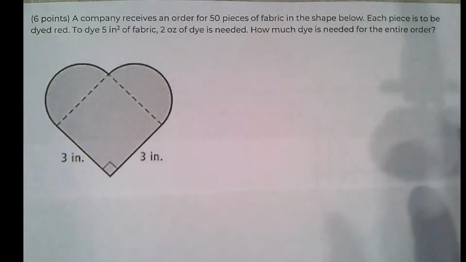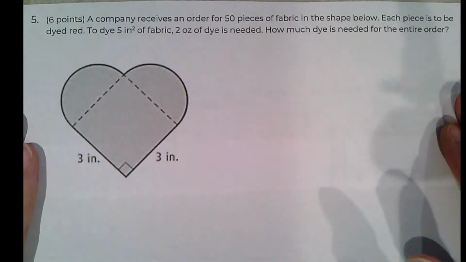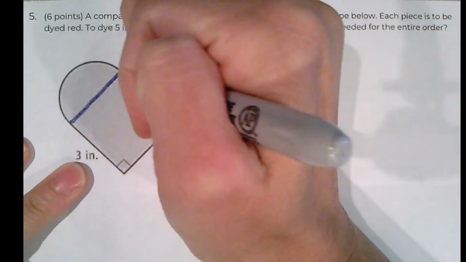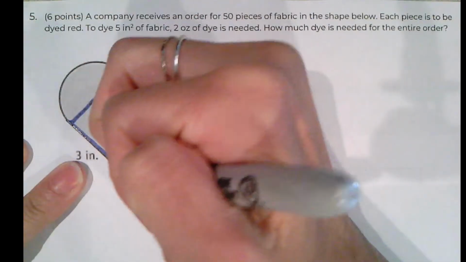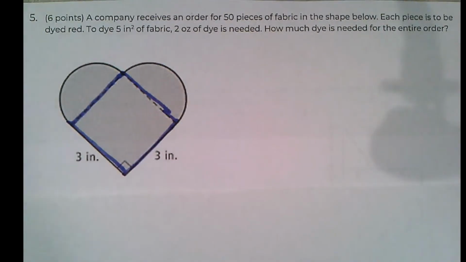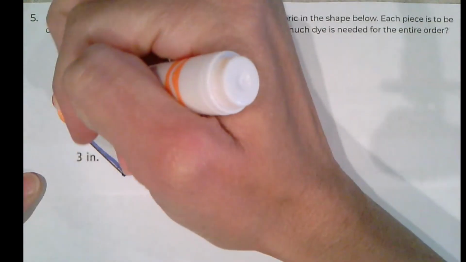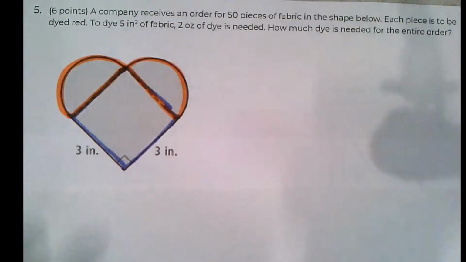All right, so number 5 is another geometry problem. We can see another composite figure where it appears we have a square, right? It's a square because both of those sides are 3 inches. And then we have 2 half circles attached to that square to make a heart, right?